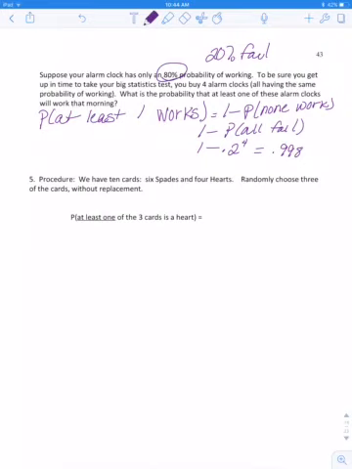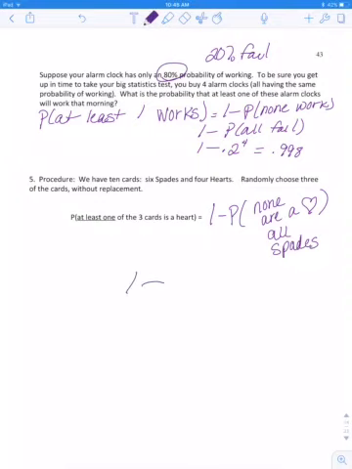So our last problem here for complements says we have 10 cards, 6 spades, and 4 hearts. We want to randomly choose 3 without replacement. We want to know the probability that at least one of the 3 cards is a heart. So we're going to do 1 minus the probability that none is a heart. Okay, now another way of saying this, if none of them are hearts, they're all spades in this case. Now we're not replacing them, so we need to remember that. So we're going to do 1 minus.